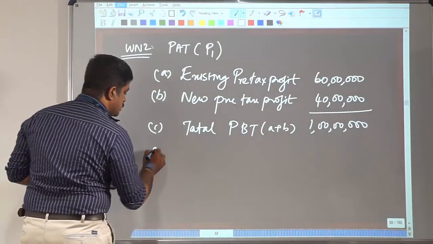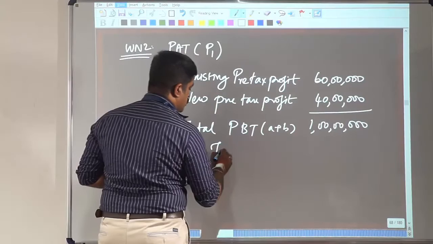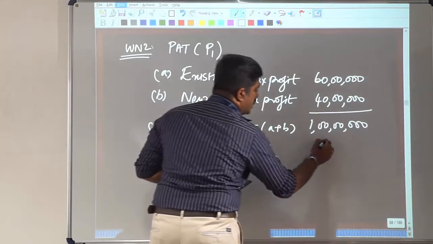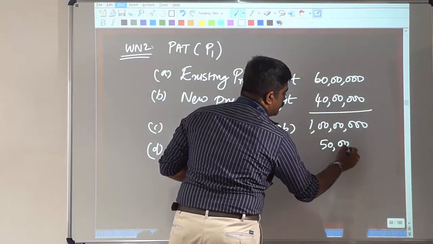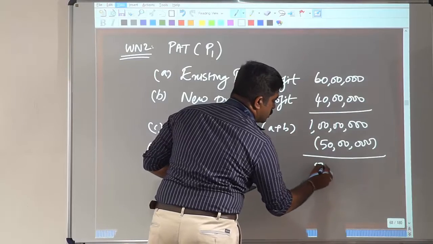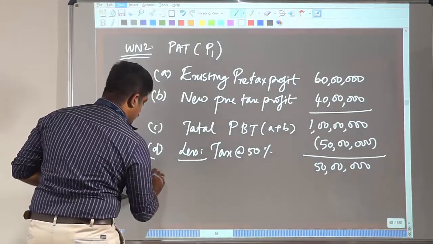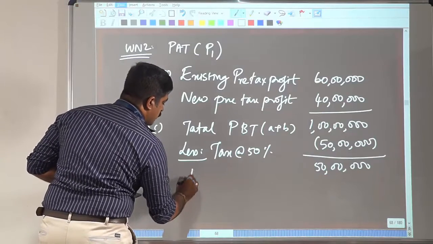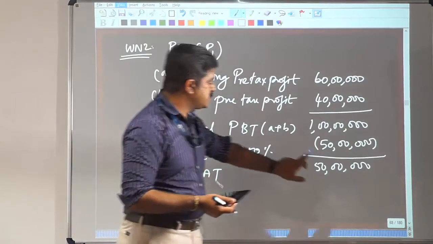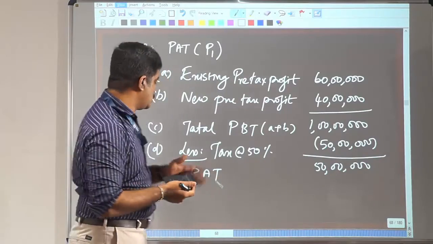Okay. So from this, let us deduct tax at 50%. So 50 lakh got to be paid. So what is remaining with them? 50 lakhs. So this 50 lakhs is nothing but the profit after tax, and this is the earnings available for the shareholders. Okay. So profit after tax is 50 lakhs, and from this 50 lakhs, if you divide by the number of equity shares, you will get EPS.